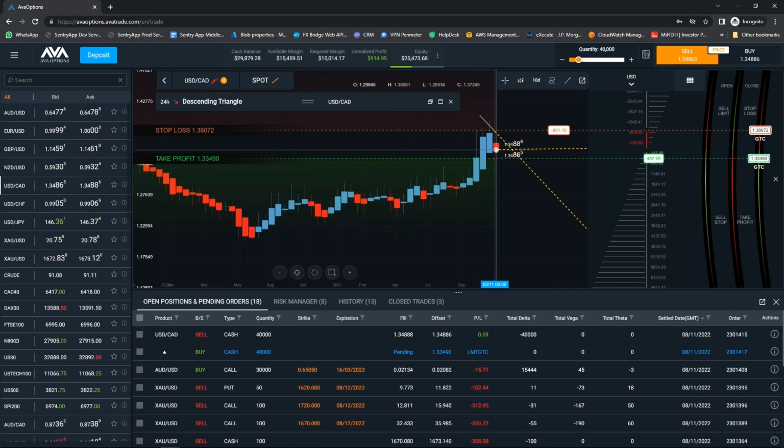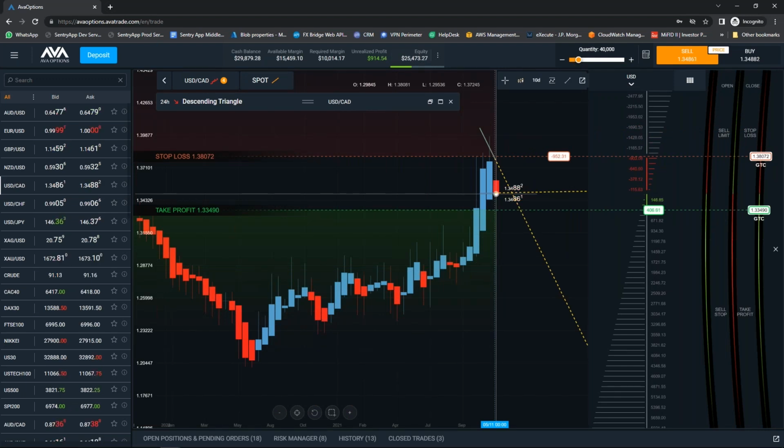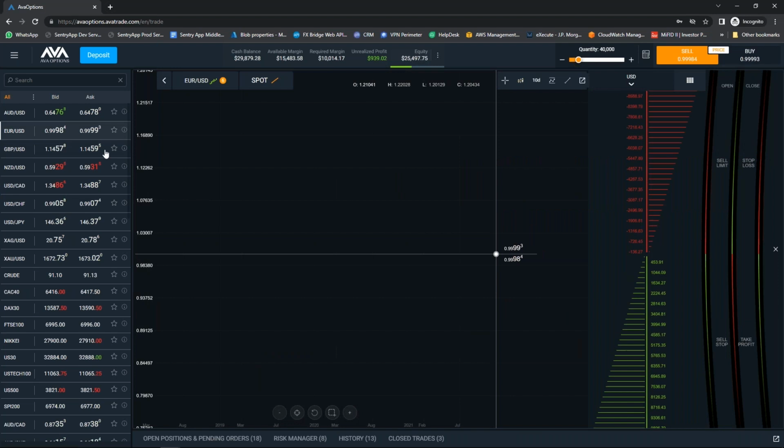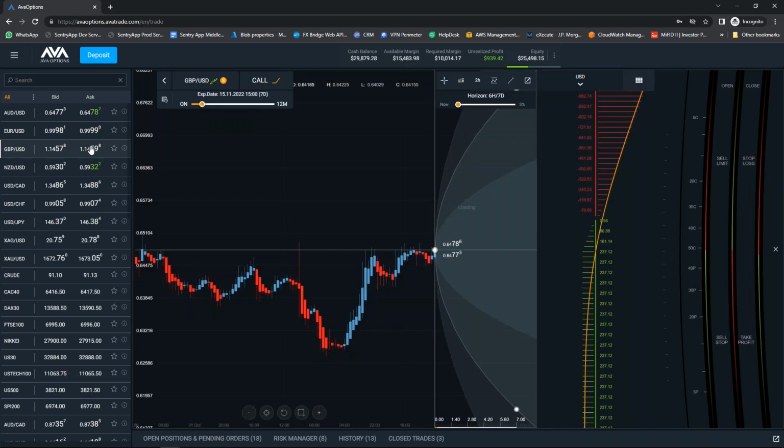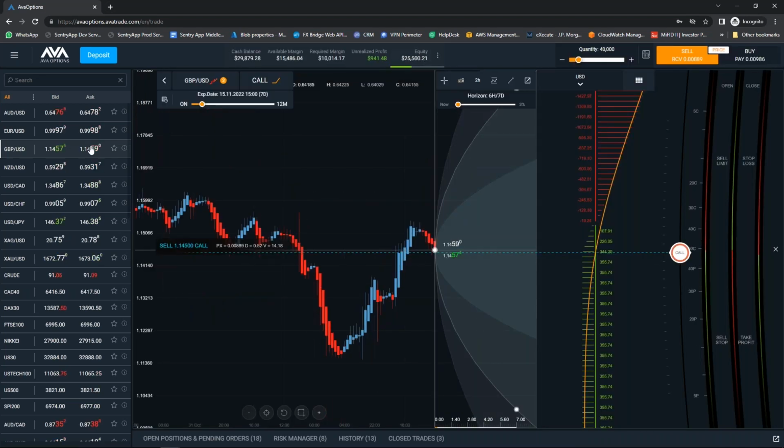And I should mention, our web trader has a similar mobile app. Our mobile app and our web trader are identical. They have almost all the same features, and we really recommend you use them both.